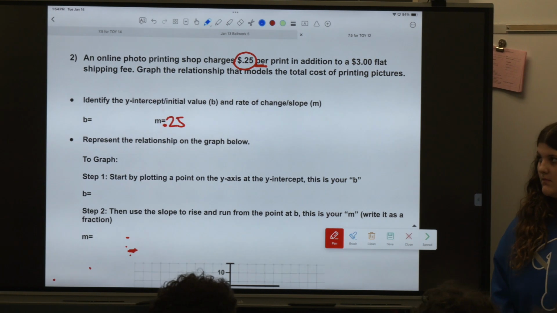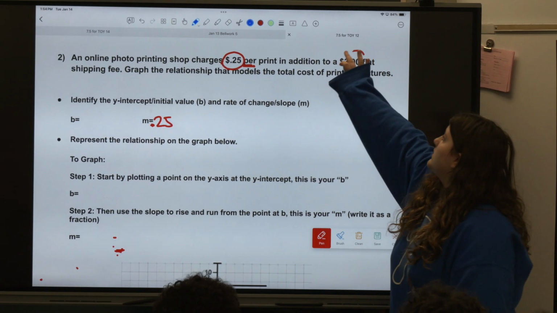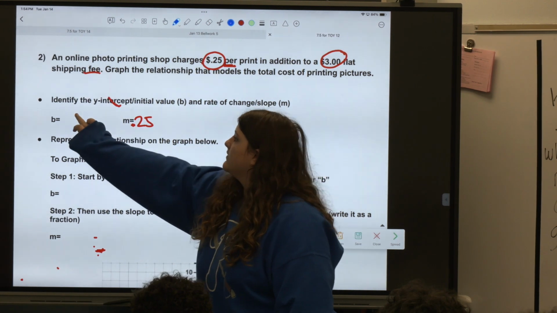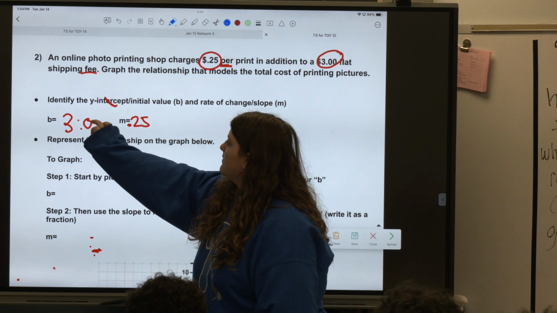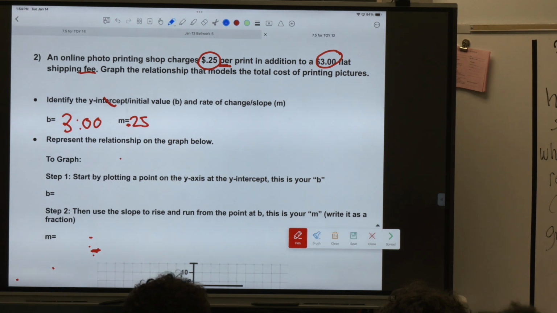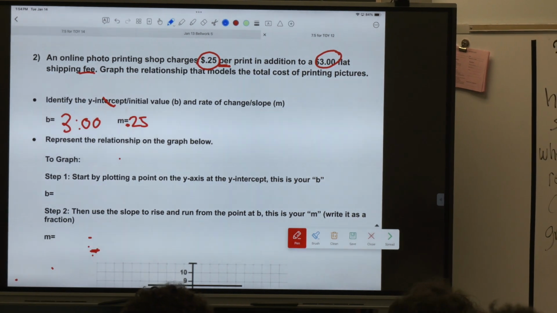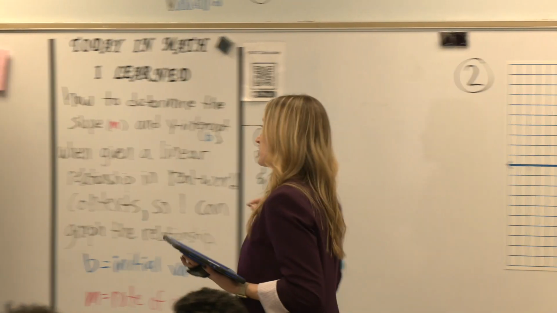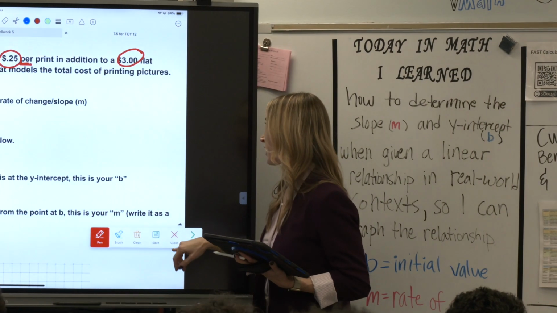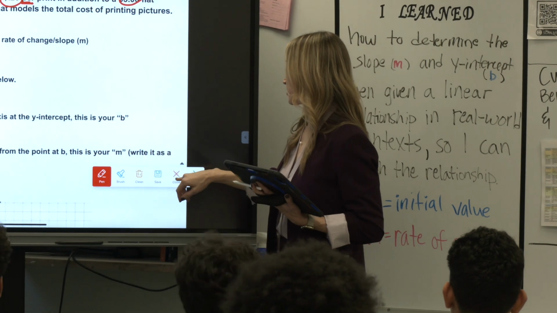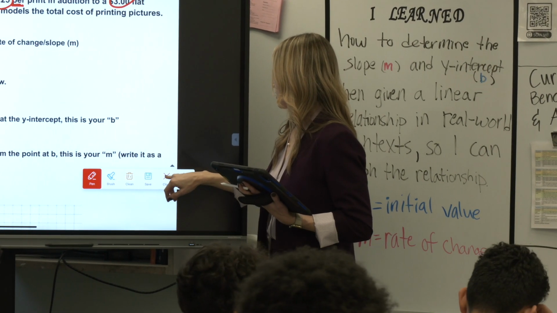Okay, Ashlyn, what you got? $10 because it has shipping fee. A shipping fee, a flat fee. That is, you're paying that regardless. If I order 5 prints or 100 prints, I am paying that $3. Okay? So let's talk about graphing. I'd like to give you a minute to graph it on your own.